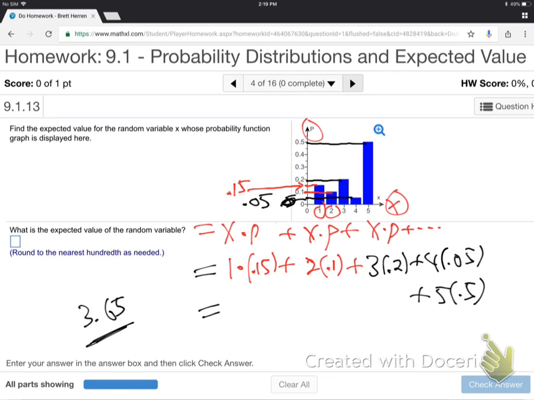Oh, yeah, and the answer can't be more than 5, huh? Remember, it's the expected number. We're either going to get 1, 2, 3, 4, or 5. We expect to get 3.65 on average. Remember, that's what expected value is. It's a probabilistic average. It's probably what you'll get. It's the average result you will get in that random situation.